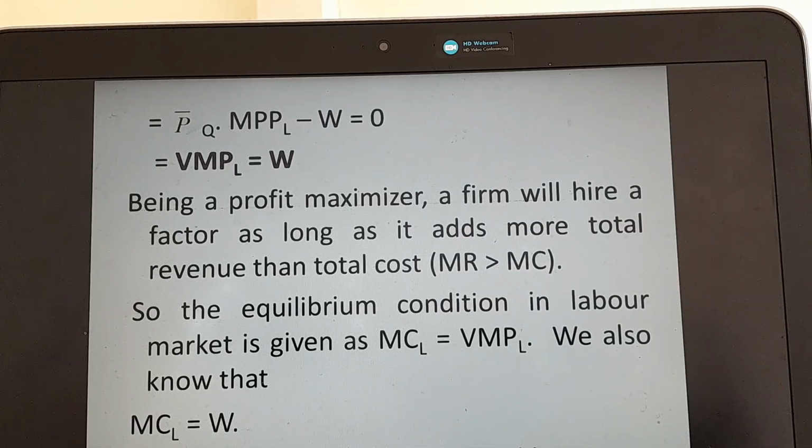Therefore, what you should never forget is that in determination of factor pricing, it is under the demand and the supply of pricing of the factors of production.